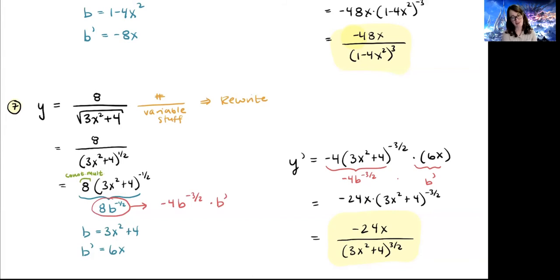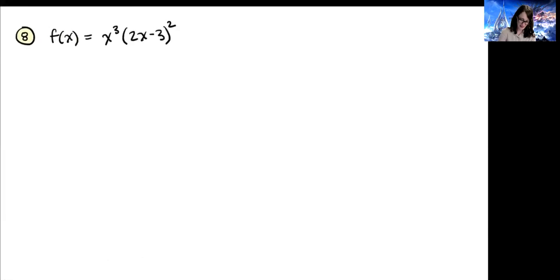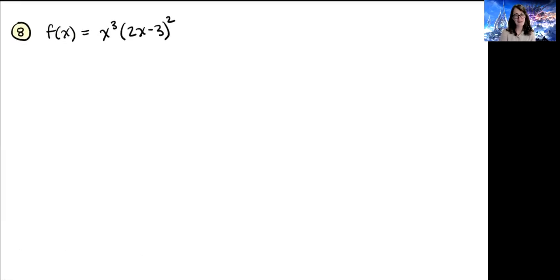So sometimes we have functions that need the quotient rule and the product rule maybe, along with the chain rule to be differentiated. So what does that look like? Let's look at example number 8. So this is x cubed times 2x minus 3 whole thing squared.